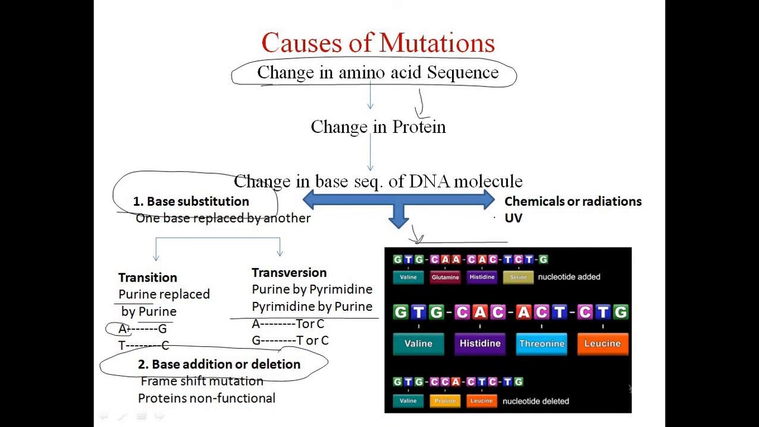Sometimes chemicals or radiations like ethyl methyl sulfonate, and another one, sodium azide, are chemicals that can cause mutations when a person comes in contact with those chemicals many times. UV radiation is also responsible for mutations. So this is all about the causes of mutation.